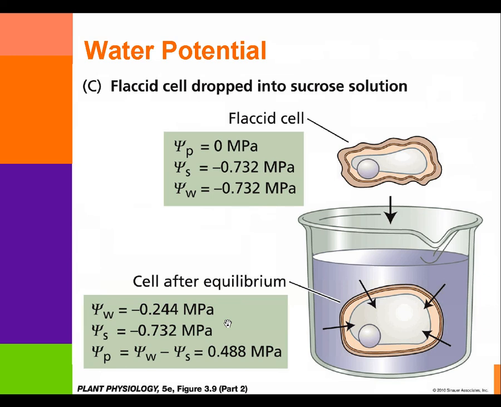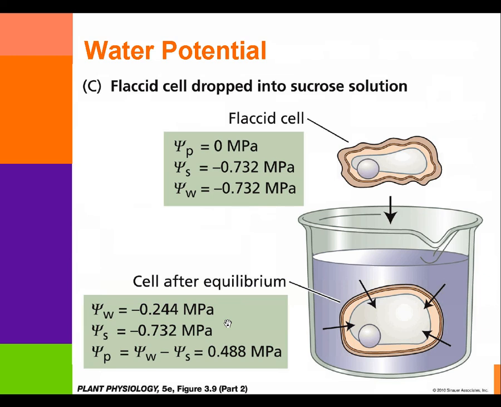And because of the cell membrane, it can't lose solutes. So the cell has the solutes that it started with. It's got so many solutes that its solute potential is negative 0.732. We add that to the solution, and that can't change because the solutes can't move in and out because of the cell membrane. The only thing that can move in and out is water. Because there's a higher chemical potential outside the cell, water will move inside the cell.